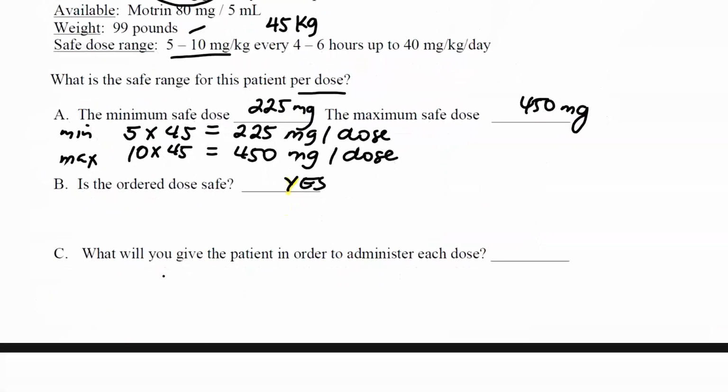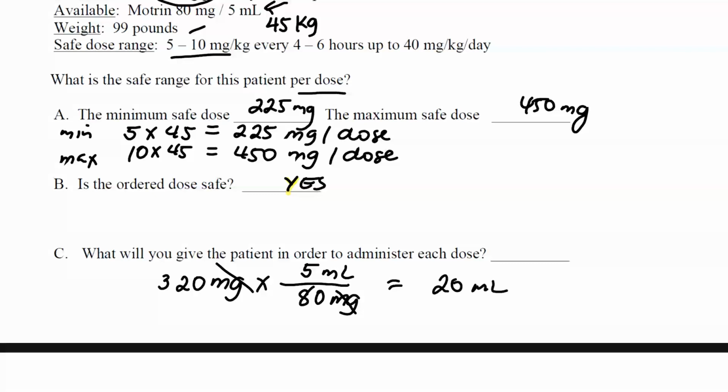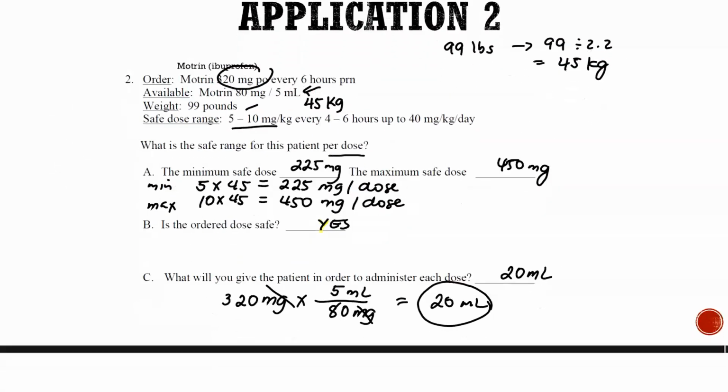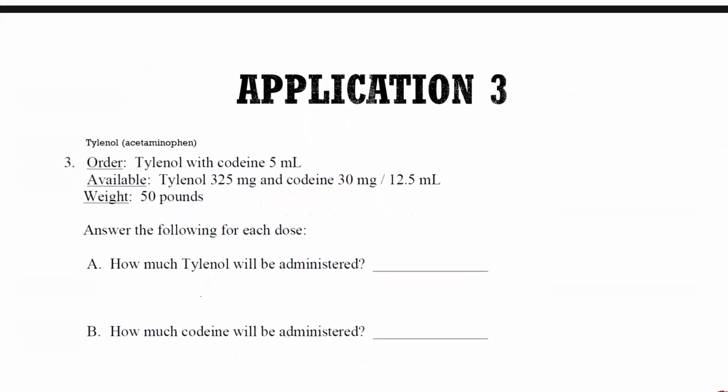So because it's safe, what will we give the patient in order to administer each dose? We need to calculate for it. This time around, we use the same formula, 320 milligrams times supply over have, which is here. Supply is 5 ml, have is 80 milligrams. Multiply the numerators, multiply the denominators, basically multiply and divide, we get 20 ml. So 20 ml is our answer. That's how much we are going to give in order to administer 320 milligrams of Motrin or ibuprofen.